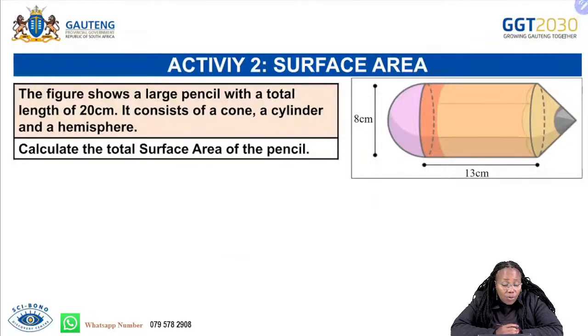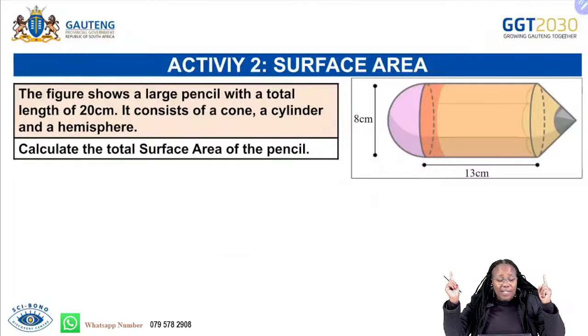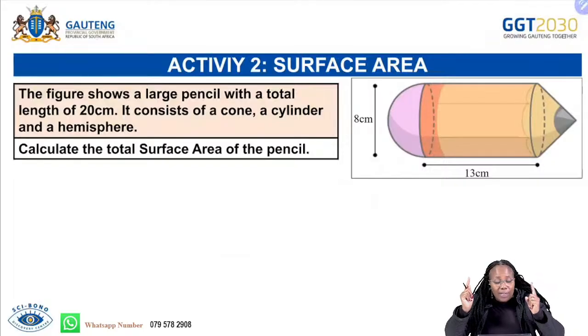And then I want you to try this one now. This is the exam type question. We are given the figure that shows a large pencil, like the pencil that you use at school, with a total length of 20. It's a very long pencil. Remember, your ruler is 30 centimeters. This pencil is 20 centimeters.